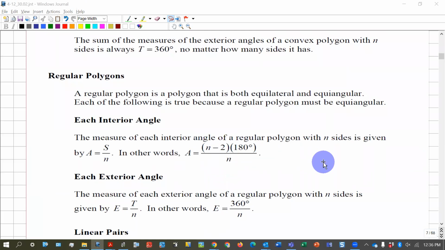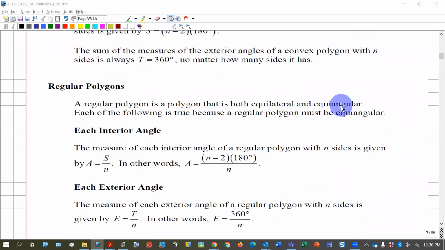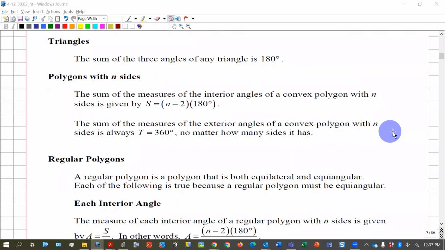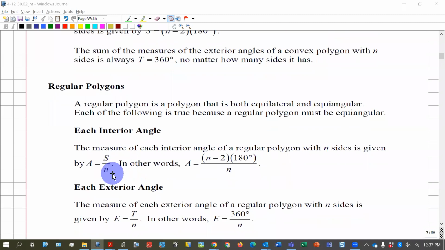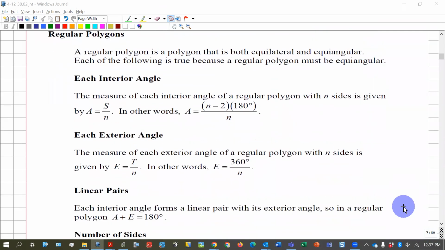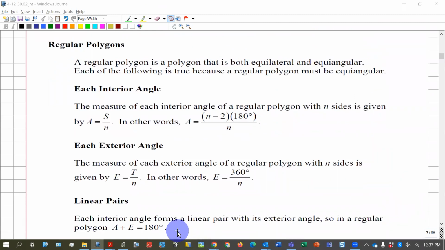And then this is what you were talking about. If I know that my polygon is equiangular, which regular polygons are, then I just have to take those 2 previous numbers and divide by the number of sides, which is equal to the number of angles, and I'll get how big each one is. And we know at each vertex there's a linear pair, so we can use that to check our answer. Or if we've already figured out one of these, we could use this equation to figure out the other one.